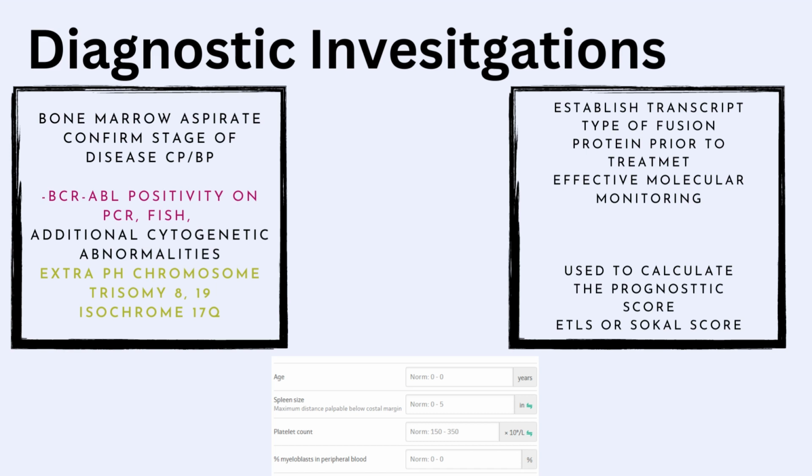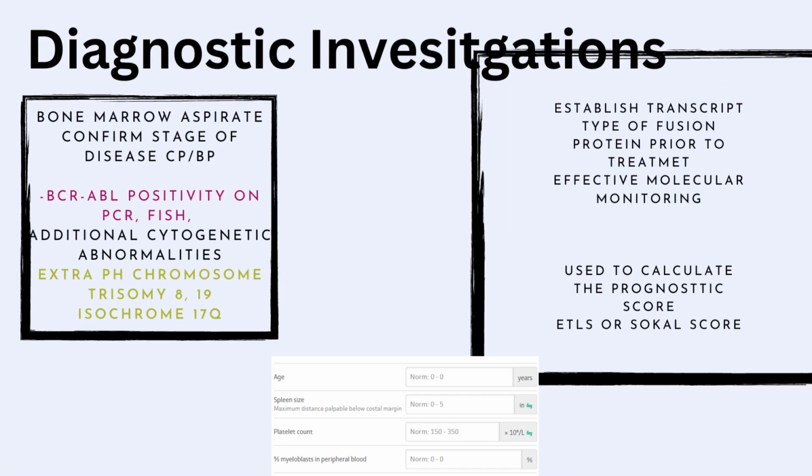The bone marrow is also used to calculate the ELTS or Sokal score to inform the risk group and treatment choice for the patient. So the Sokal score is shown here below, and it includes the platelet count, the spleen size, and blast percentage, as well as age of the patient.